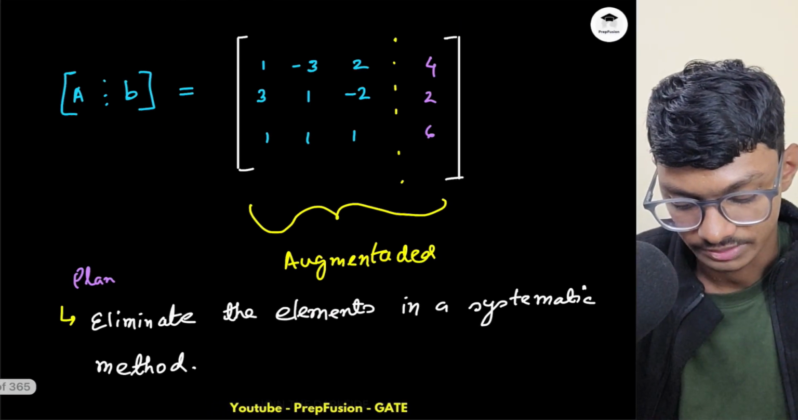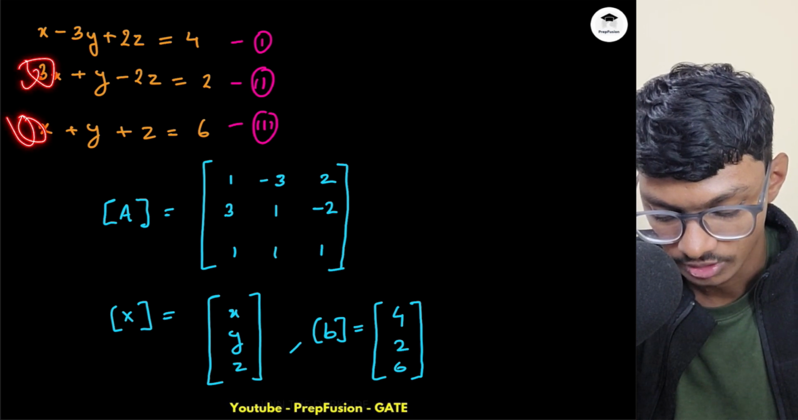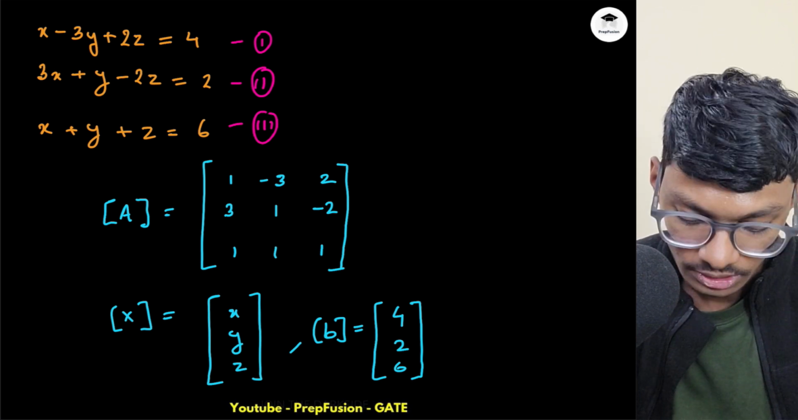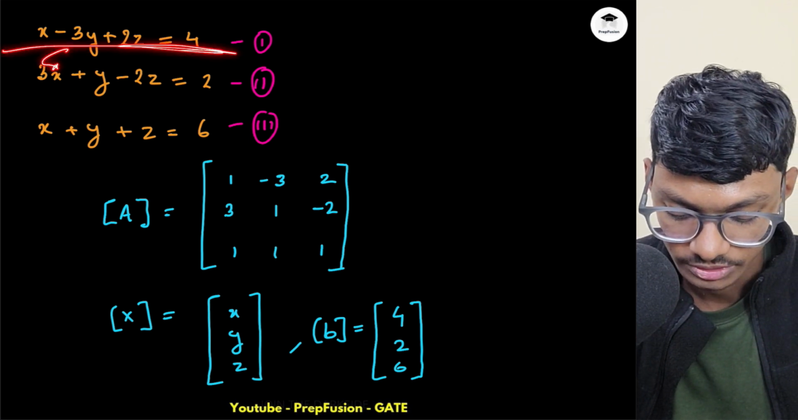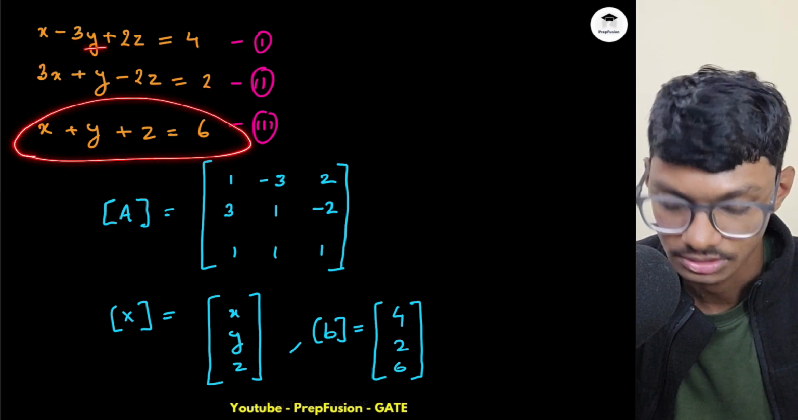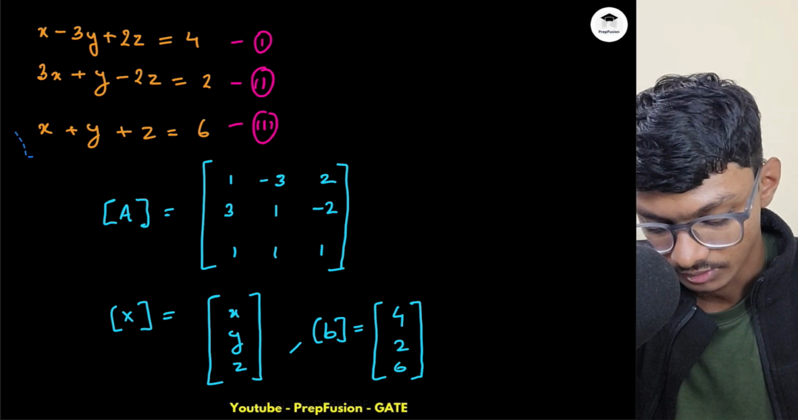What will I try to do? I will explain. So first, I will try to remove this and this, right? These two I will try to remove. Basically this x and 3x I will try to remove. How will I remove? I will subtract 3 times this equation 1 from the equation 2, and I will subtract simply this equation 1 from this equation 3, and this x will be removed. So that is what I will try to do.